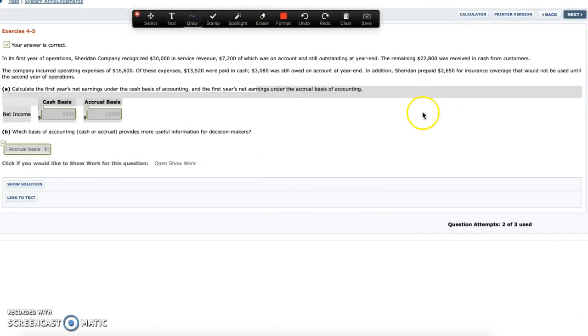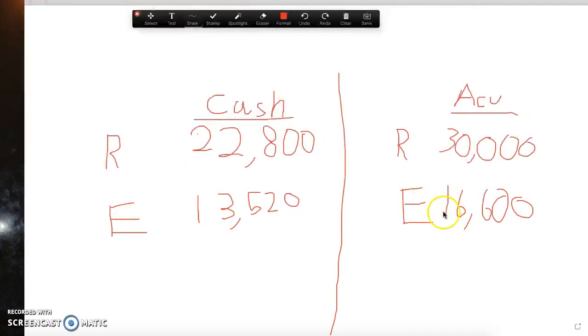Now one other thing it says over here at the end is that Sheridan paid $2,650 for insurance coverage that would not be used until the second year of operations. So that was actually paid, so we would put that 2,650. Oh, sorry, not on this side, because it was paid here as cash, but we wouldn't recognize it yet if we were doing accruals. Because it was paid in cash, that is why we're going to do that under the cash section, as prepaid insurance.